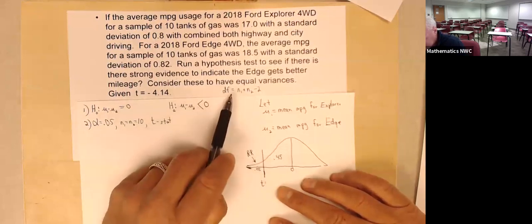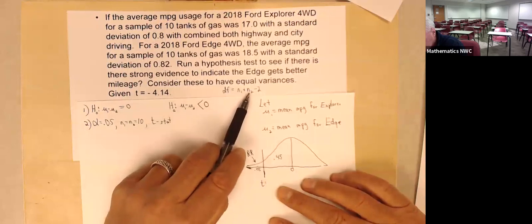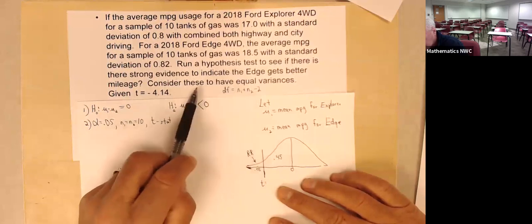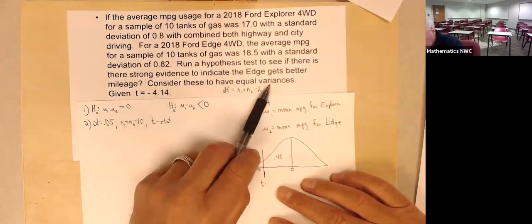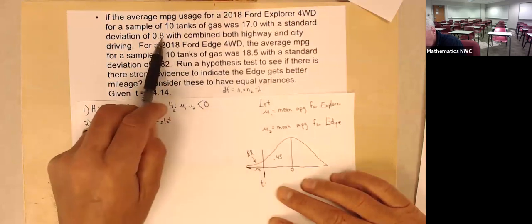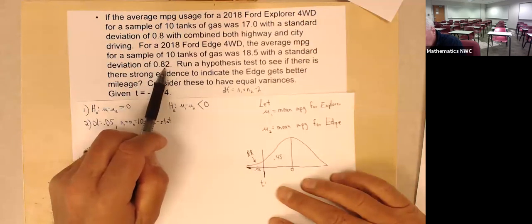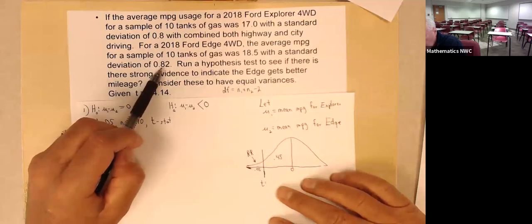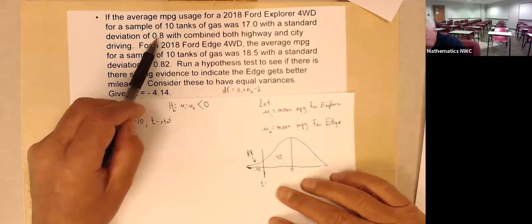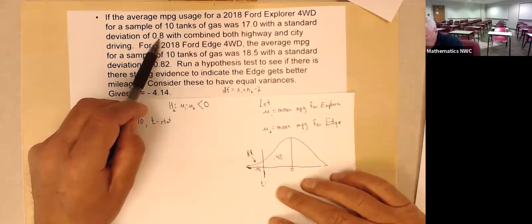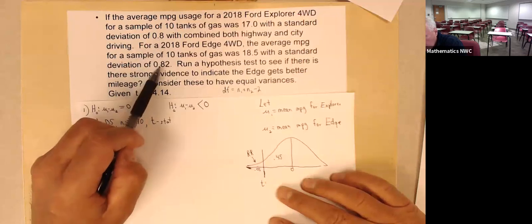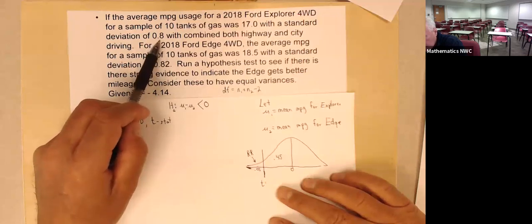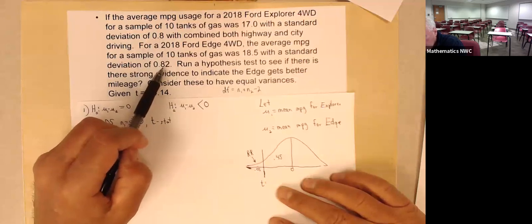Well, my degrees of freedom, I'm giving it to you here to be n1 plus n2 minus 2. That's because in this case we have almost equal variances. Notice, for example, I got 0.8 and 0.82 for the standard deviations. Approximately equal means the larger one will not be more than 50% greater than the smaller one. If this is the smaller one and the larger one were more than 1.2, that would be 50% greater. Then I would have said unequal variances. But these are relatively equal.